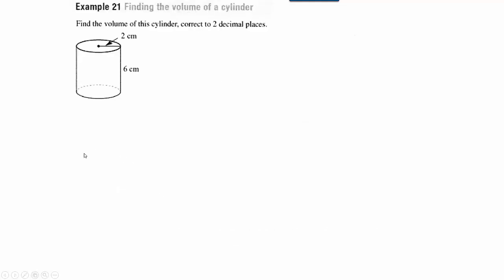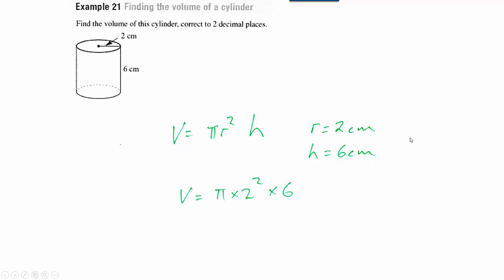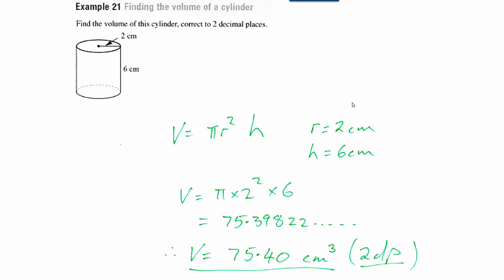First one, find the volume of the cylinder, correct to 2 decimal places. Fairly standard sort of question. Identify that the radius is 2 centimeters from the center to the outside. The height is 6 centimeters. Write your volume formula down. Write your variables down that you know. Substitute your variables into the equation and calculate your answer. Make sure that you round off to 2 decimal places because that's what the question's asked you to do.